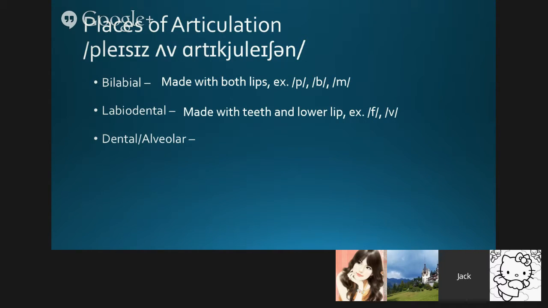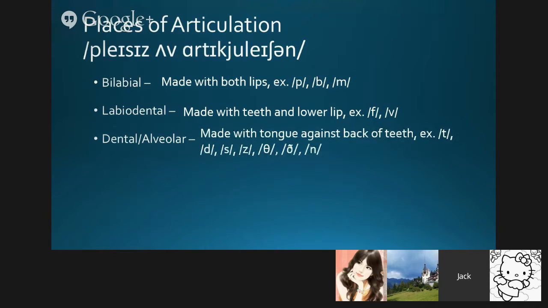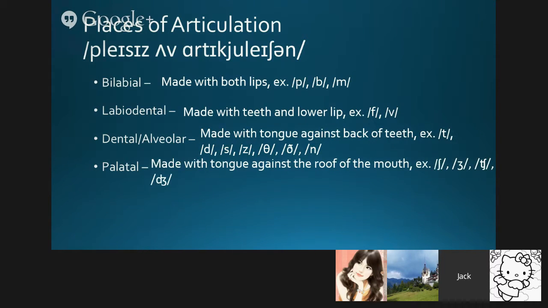The next one is called dental, or sometimes alveolar. These are made with the tongue against the back of your teeth. This is where most sounds are made. T, D, S, Z, Th, and N are all made here. Palatal. This is made with the tongue against the roof of your mouth, which is called the palate. These sounds are sh, zh, ch, and j.